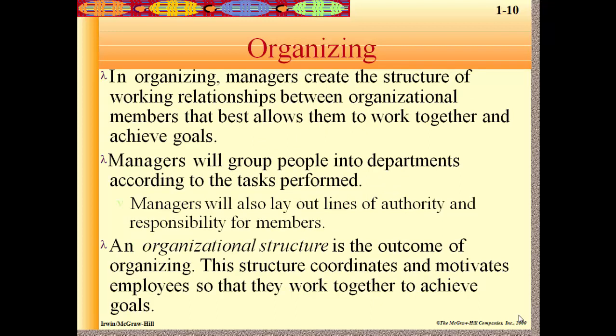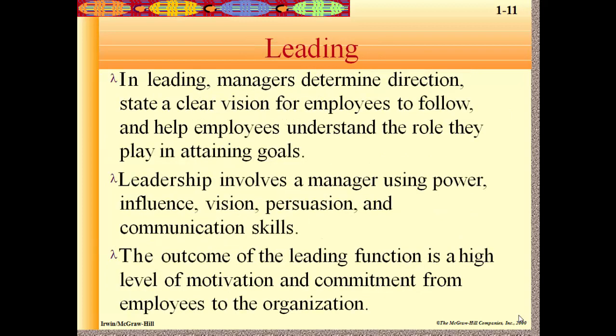Organizing. In organizing, managers create the structure of working relationships between organizational members that best allows them to work together and achieve goals. Managers will group people into departments according to the task performed. Managers will also lay out lines of authority and responsibility for members. An organizational structure is the outcome of organizing. This structure coordinates and motivates employees so that they work together to achieve goals.